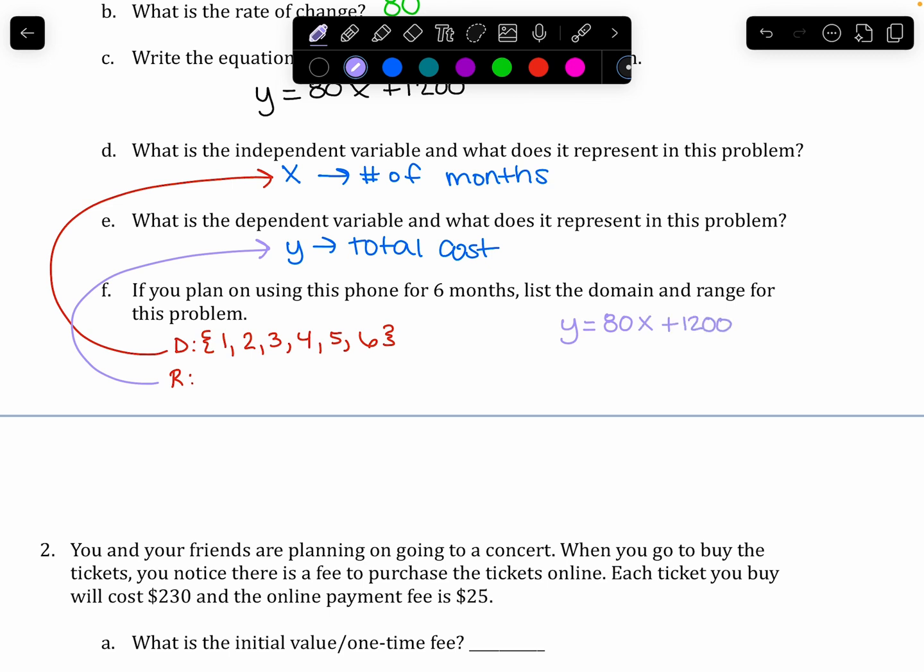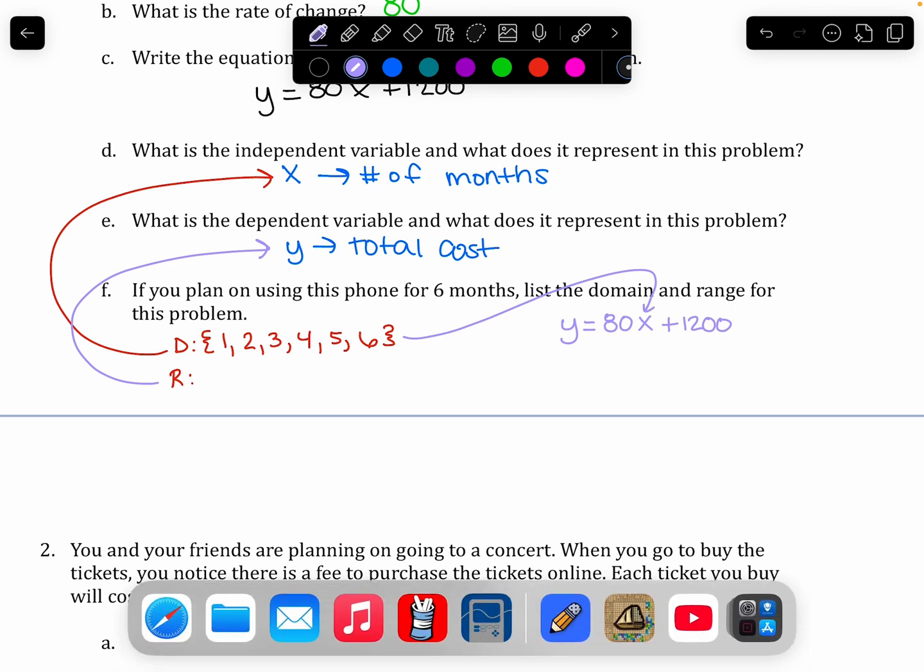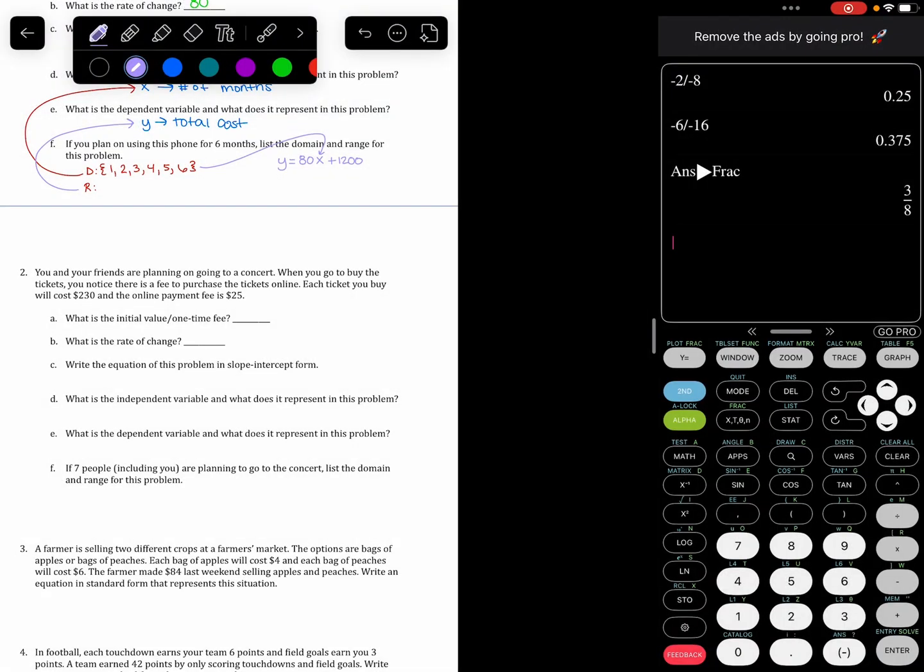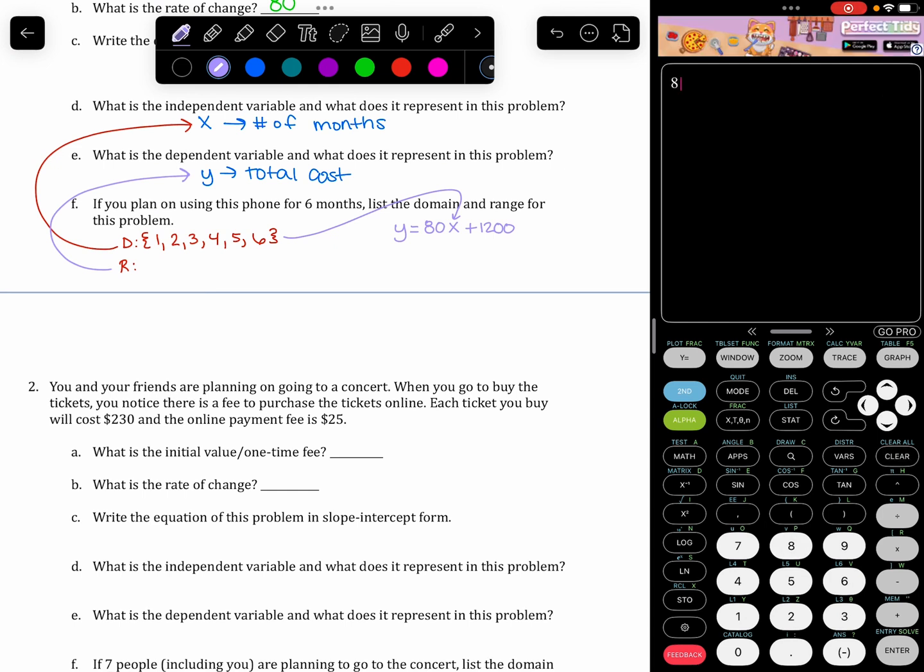So remember that we came up with the equation y equals 80x plus 1200. I have to input my domain values in here for x to figure out what my range values will be. So let me pull up my calculator. There we go. Clear out whatever's in there. Okay, so I'm going to do 80 times 1 first because that's the first month, and then I'm going to add 1200 to that. And that means that my first range value will be $1,280. So that's what I'll be paying after the first month.